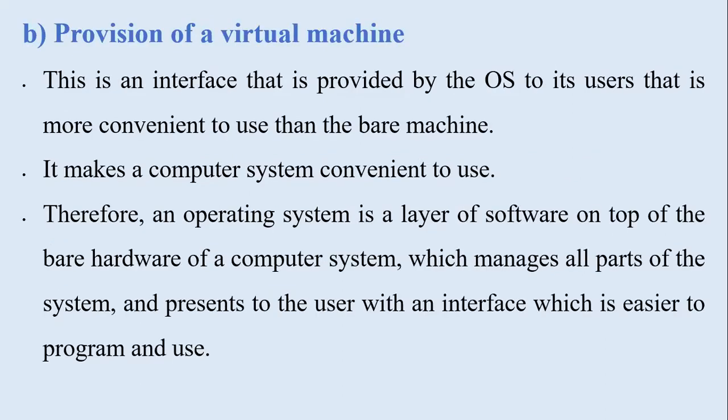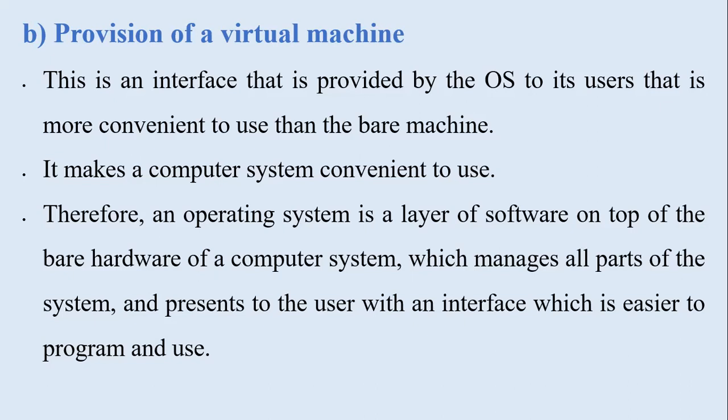So the second major function of operating systems is provision of a virtual machine. So what do we mean by provision of a virtual machine? Simply, this is a situation whereby the operating system hides the complexities of how the hardware and software operates from the user, so that the user interacts with the hardware as a very simple device at a very simple level.